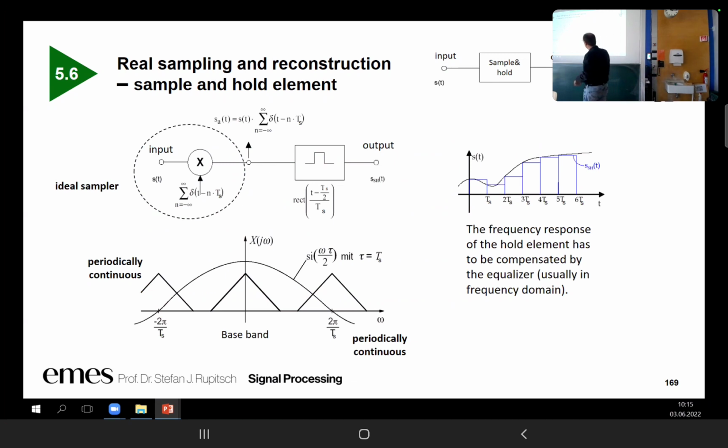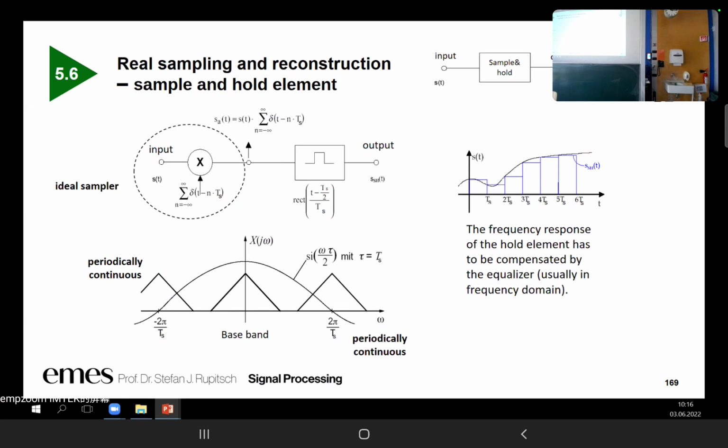So this would be the ideal sampling procedure. We multiply our input signal in the time domain with the Dirac comb. We discussed this several times. This is the ideal procedure. For reconstruction, this would also be the real and the best procedure to obtain our signal again. We have our Dirac pulses, and then what do we have to do to obtain the analog signal again?